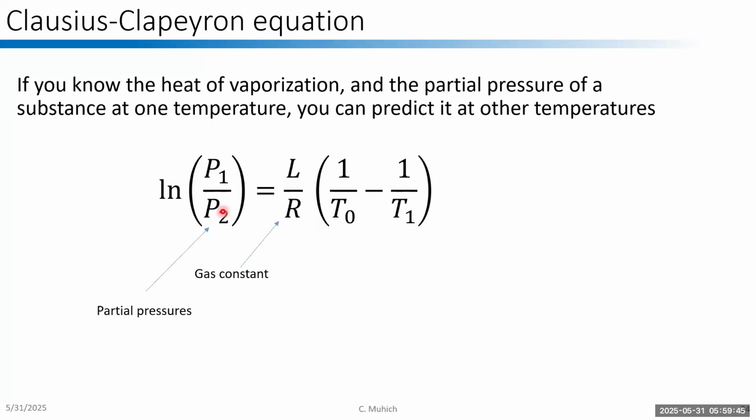R is our gas constant. L is the molar heat of vaporization, right? So how much energy, kilojoules per mole, is required to vaporize that, and then I can plug in the temperatures to get whatever I want, as long as they're in Kelvin.